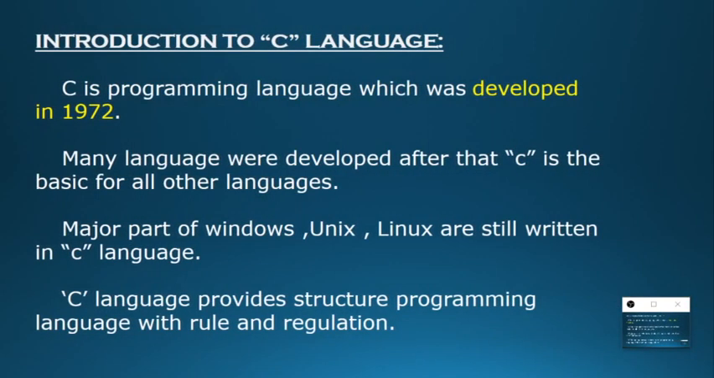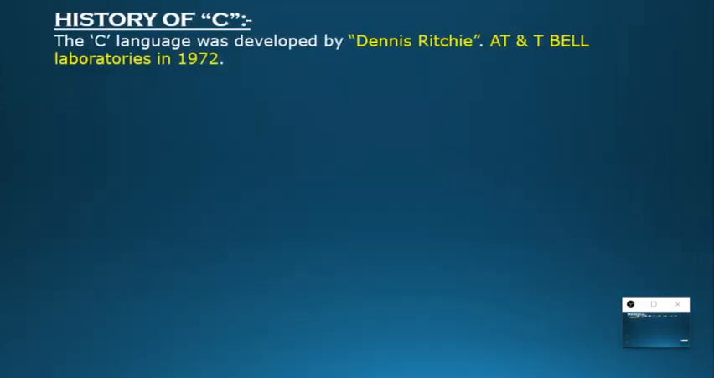Coming to the introduction of C language, C language was developed in 1972. After C, there are many languages like Java, C++, PHP, but all these languages' base was again C. So C is a base for all other languages, and a major part of even Windows, Linux, Unix is still written in C. C is a structured programming language and it contains a lot of rules and regulations to be followed. So let us see what the history is, where it started.